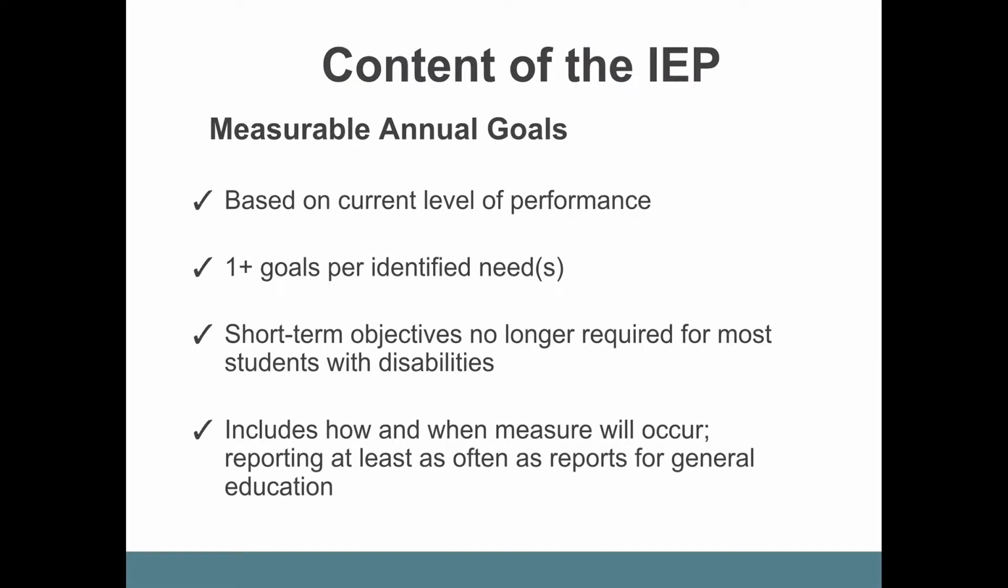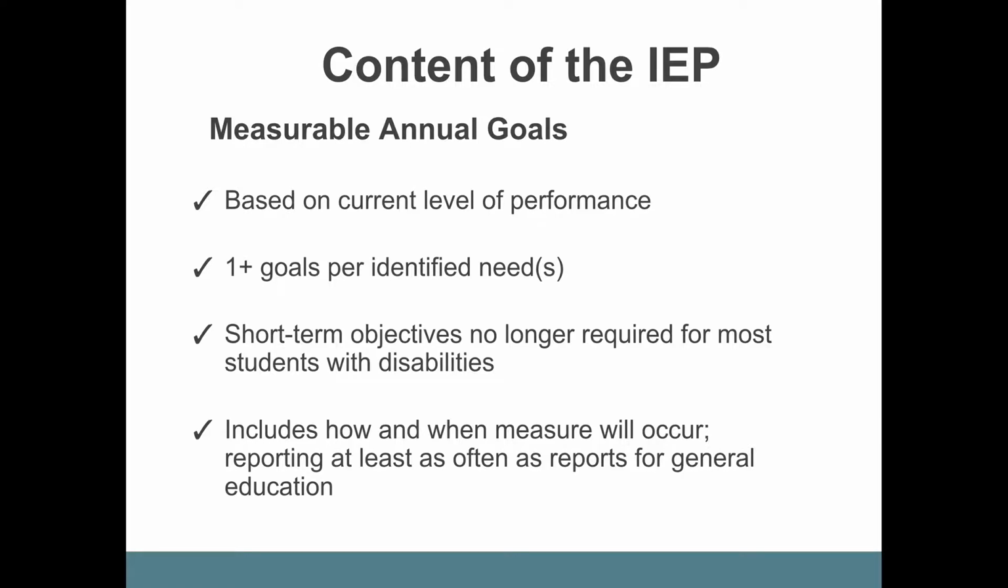So, another piece of the content is the measurable annual goals, and those are based on the current level of performance. That's why you need to develop the PLAAFP before you can move into the measurable annual goals. And so, typically, we identify one or more goals per need. And the purpose of the goals and objectives is to determine whether a student is making educational progress, and also if the student is in a special education program that is appropriate for his or her needs. And as I mentioned in the earlier part of the lecture, sometimes they're not in the appropriate setting, and we have to acknowledge when that is the case.